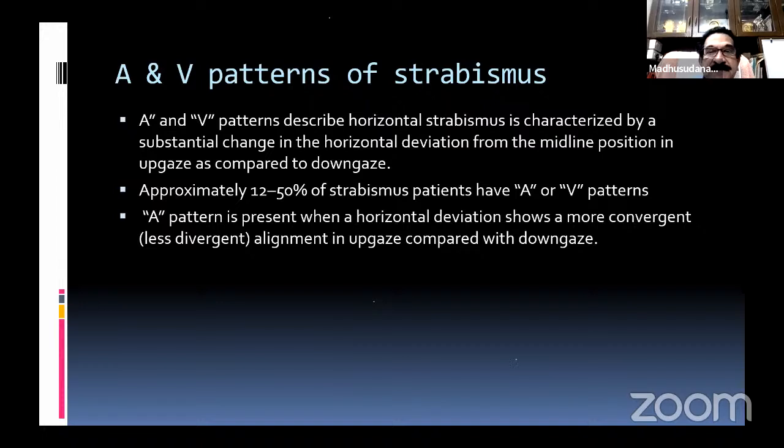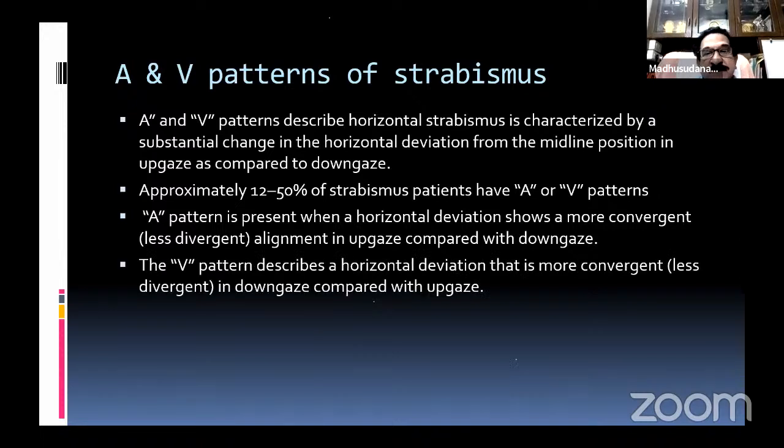An A pattern is present when the horizontal deviation is more convergent in up gaze and more divergent in down gaze, just like the letter A. The V pattern gives a horizontal deviation that is more divergent in up gaze and more convergent in down gaze. It becomes divergent looking up and converges looking down. That is a V pattern.